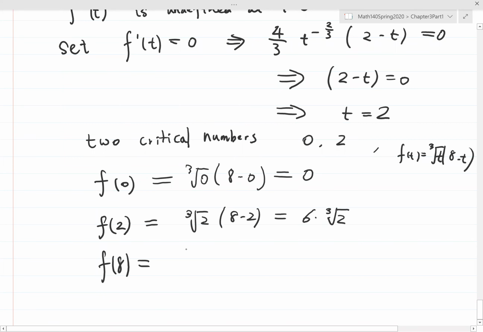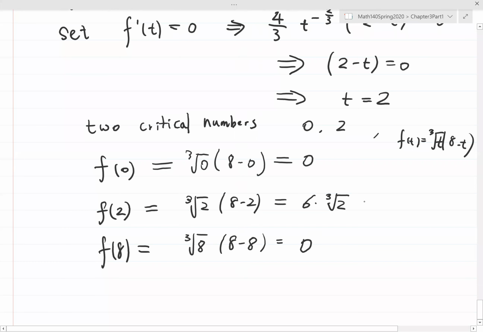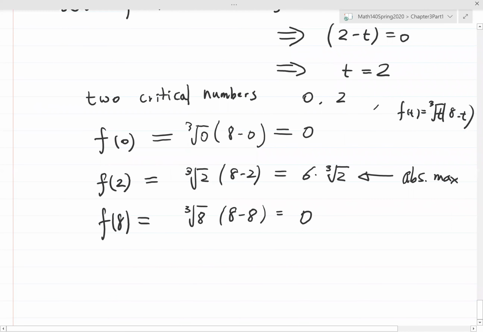Now f(8), cubic root of 8 times 8 minus 8. 8 minus 8 is 0, so this is 0. So you see, we have the positive value, which is the absolute max. Now the two boundary values are both 0, so we have the absolute minimum.